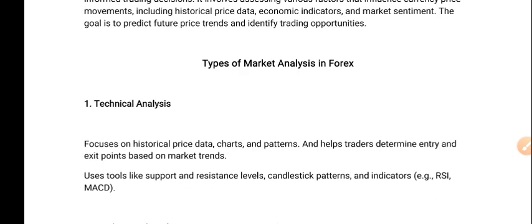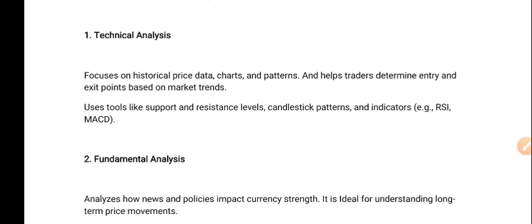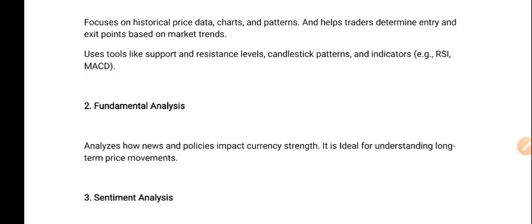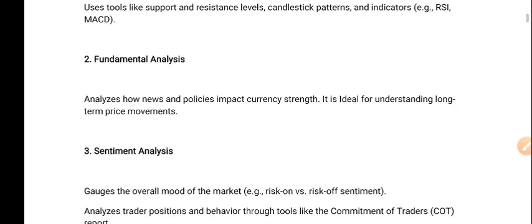So types of trading analysis in forex: we have the technical analysis, we have the fundamental analysis, we have the sentiment analysis. So what is the technical analysis? Technical analysis focuses on historical price data, charts, and patterns, and helps traders determine entry and exit points based on market trends. So we look at what the chart is actually trying to tell us, you understand, whatever the data is trying to tell us, so we need to enter the chart. We can use many tools like support and resistance, candlestick patterns, indicators. We'll talk about this after I explain this.